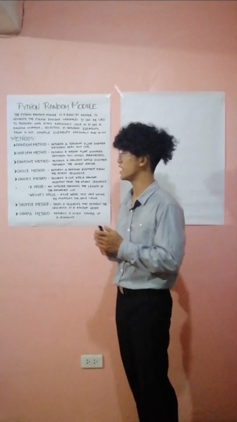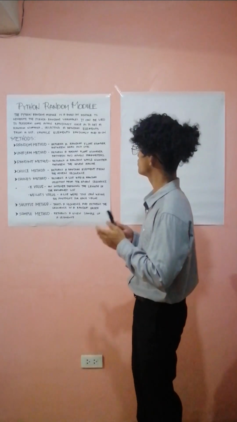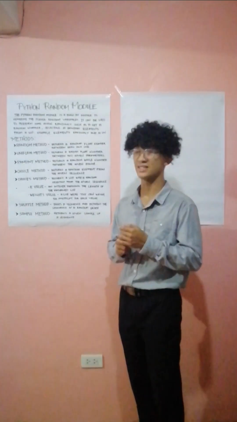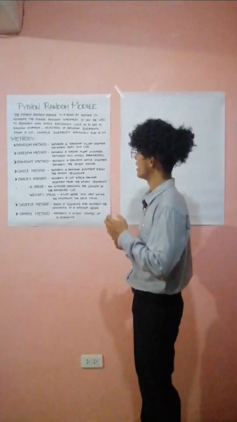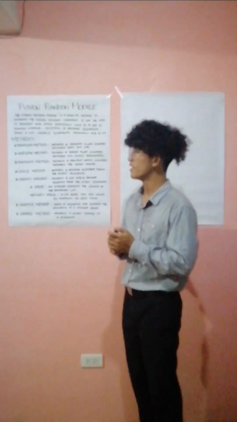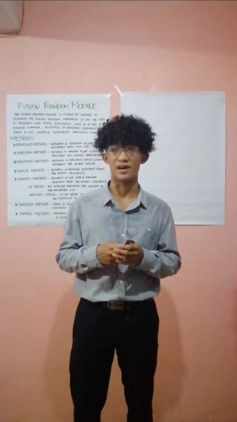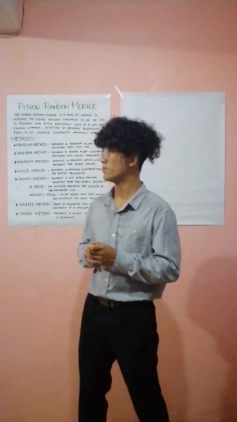But first, what is a Python random module? A Python random module is a built-in module to generate pseudo-random variables. It can be used to perform some actions randomly, such as getting a random number, selecting a random element from a list, shuffling elements randomly, and so on and so forth. So in short, a random module is a Python module in which you can do things like just mentioned, getting an element from a list or randomly picking a number from a range that you set, or the parameter.